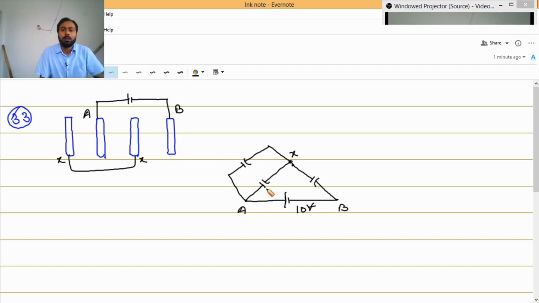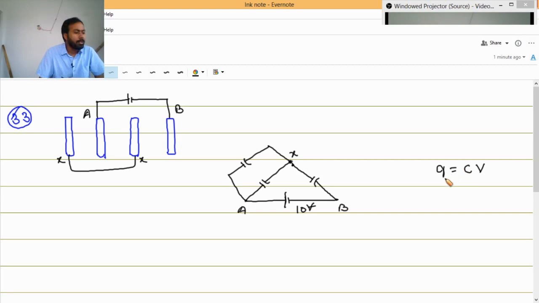Now once we evaluate the equivalent capacitance in between A and B, we can easily say how much is the charge supplied by the battery. That will be Q equals C into V. So in order to decide the charge, we have to evaluate the equivalent capacitance. Once we evaluate the equivalent capacitance, the potential drop is given here, so we can multiply these 2 terms and then evaluate the charge supplied by the battery.